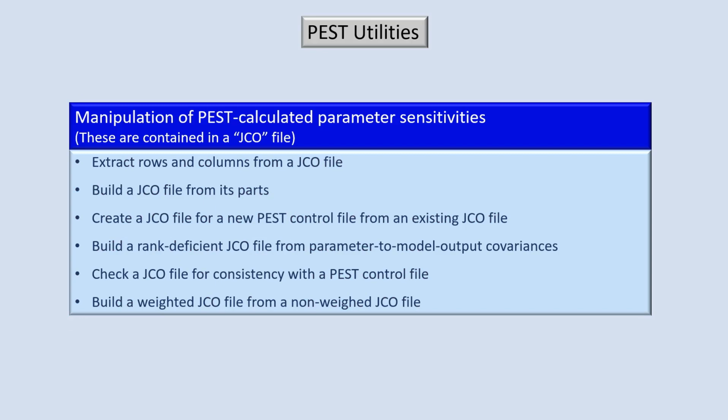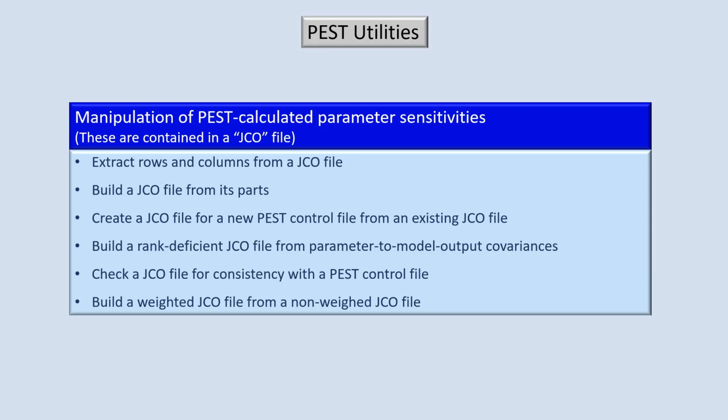Another function performed by the utilities is manipulation of parameter sensitivities. If these are calculated using finite parameter differencing, then calculation of sensitivities in a highly parameterized context may take a lot of model runs to implement. Hence, anything that can be done to save having to recompute sensitivities, or to compute new sensitivities from old sensitivities, can ease the computational burden of doing things with PEST enormously.